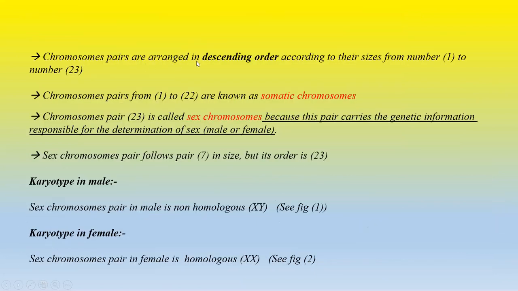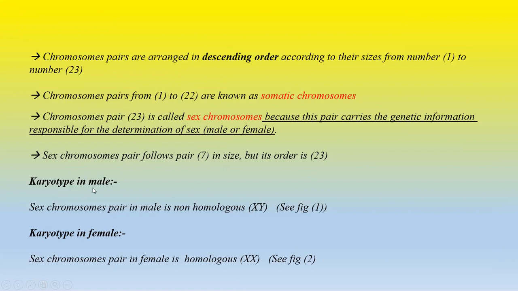The chromosome pairs are arranged in descending order according to their size from number 1 to number 23. Okay, pairs 1 to 22 are known as autosomes, while pair 23 is called the sex chromosomes. Why are they sex chromosomes? Because they are responsible for the determination of the sex. They tell me whether it is male or female, whether the animal or the human being is male or female. Which pair? Pair number 23. So the sex chromosome pair follows pair 7 in size but its order is 23.